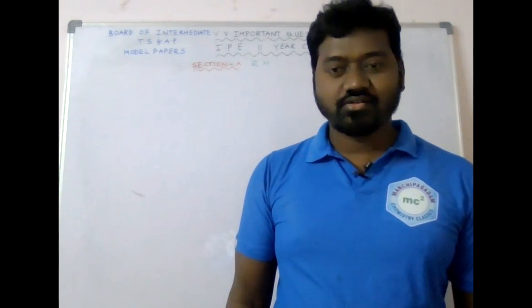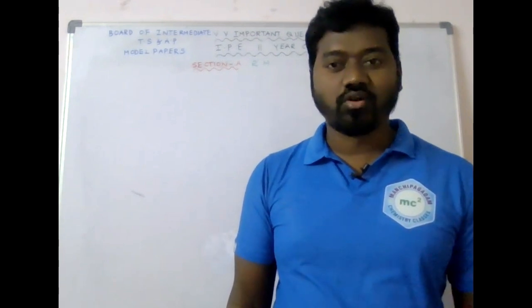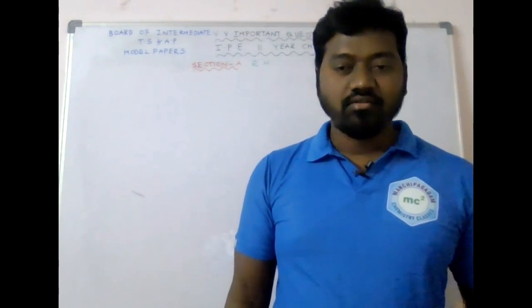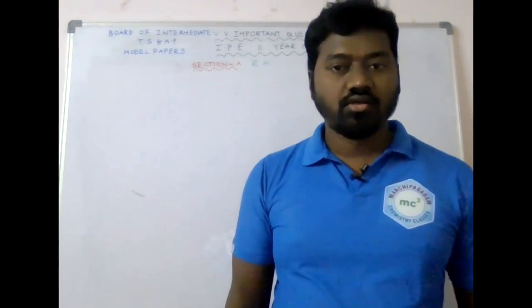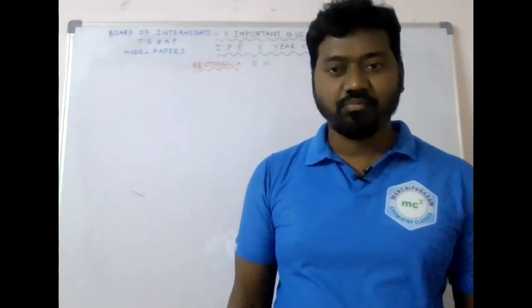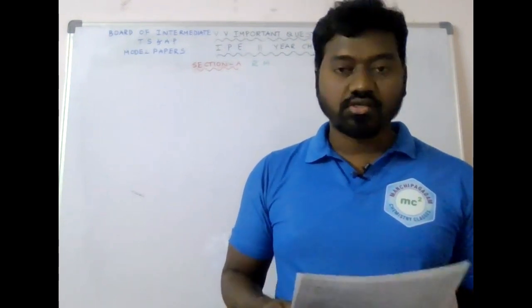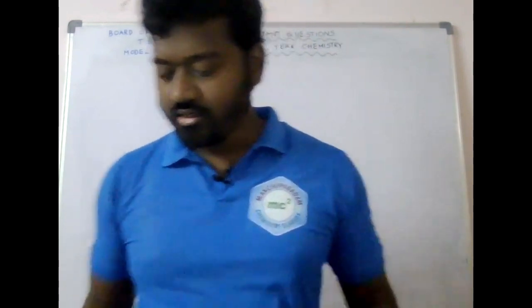In this video class, we are going to discuss the second year intermediate model paper. In this particular video, we will discuss the very short answer questions which have come in the model paper of the intermediate board. We will discuss the questions one by one. The first question asks, what is relative lowering of vapor pressure? Anyone can expect this question.